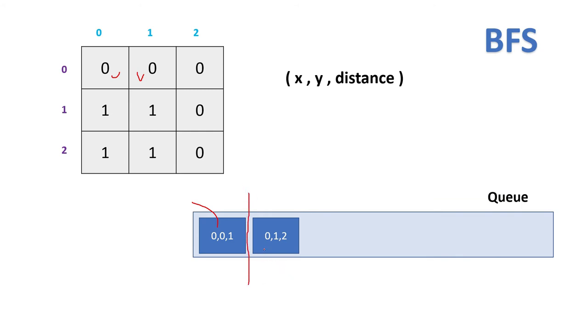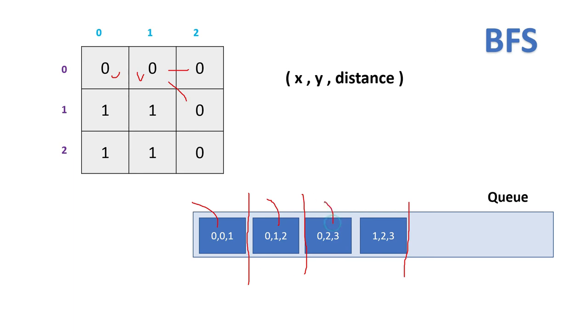So next for 0, 1, 2, if we pop this, then where we can go, either here or there. Okay, so after this layer, either we can go to here or here. So that will be 0, 2, and we will increase the distance by 1. So 0, 2, 3, and another one will be 1, 2, 3. Okay, so the same layer will maintain the same distance.